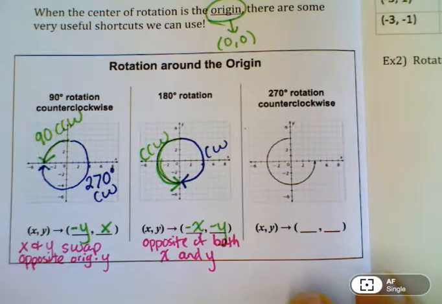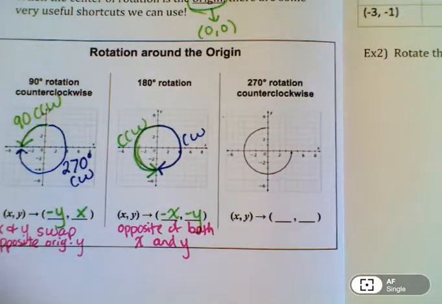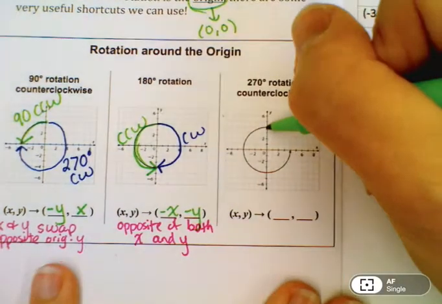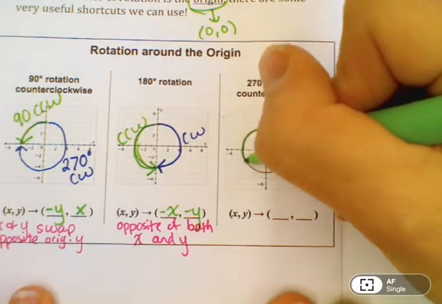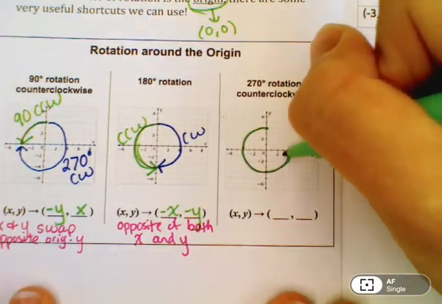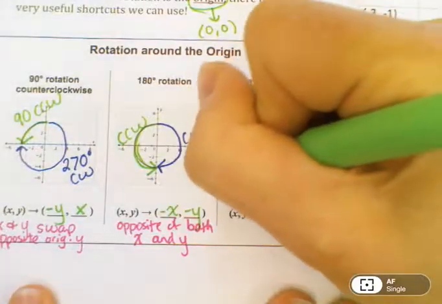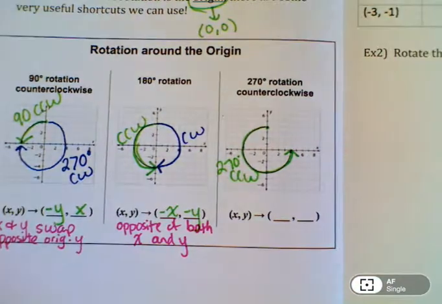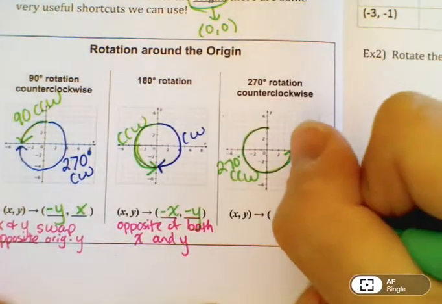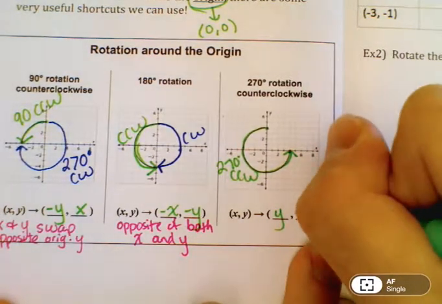All right. Last one, 270-degree rotation counterclockwise. So that's when you go 90 degrees and then 90 more degrees and then 90 more degrees counterclockwise. So that's 270 degrees counterclockwise. And the rule for that rotation is (y, negative x).